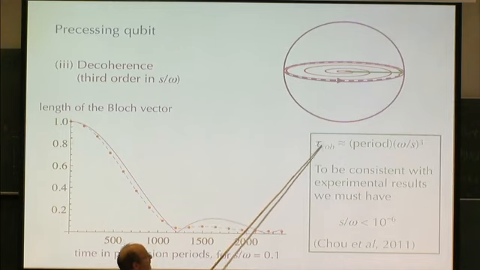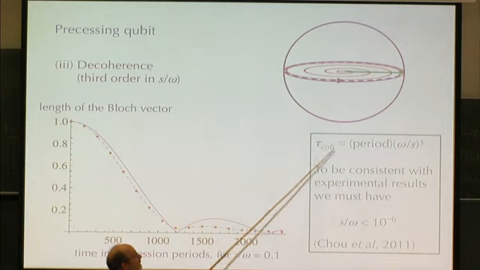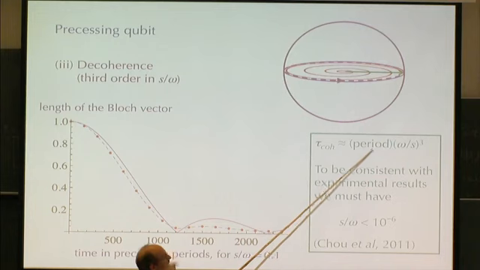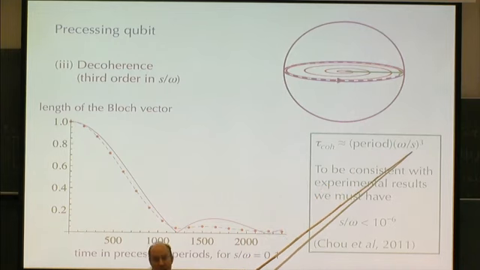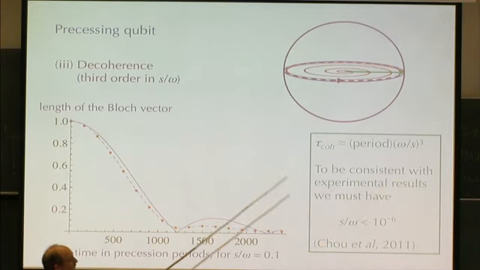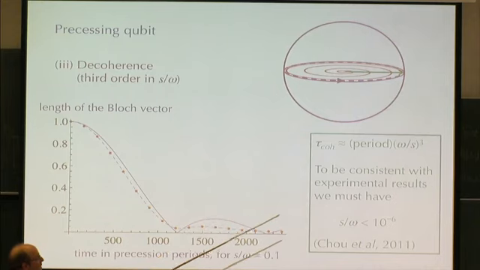What is the coherence time? The coherence time is the period of precession times this combination of our parameters. It's a third order effect in perturbation theory, so that's why it's the cube of that ratio.